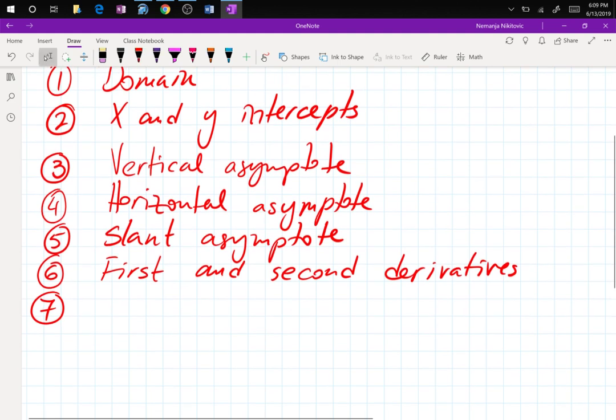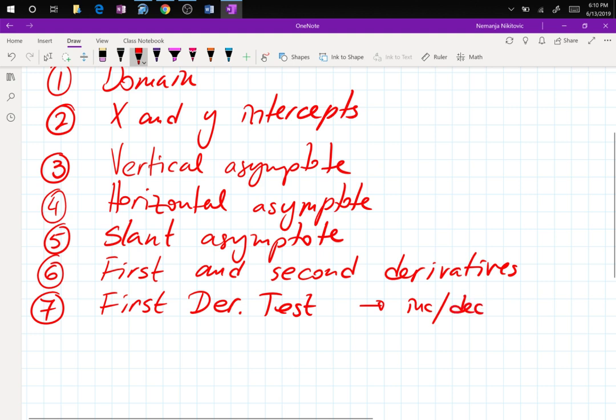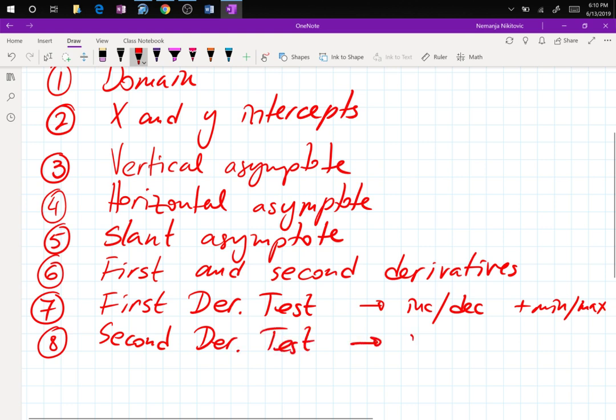Number 7, first derivative test to give us increase, decrease, plus, min, max. We know that we get that for free. Number 8, second derivative test to give us concavity.